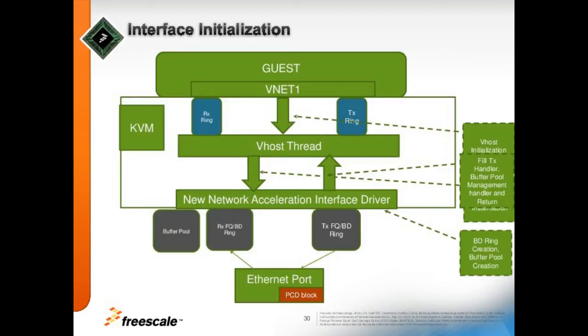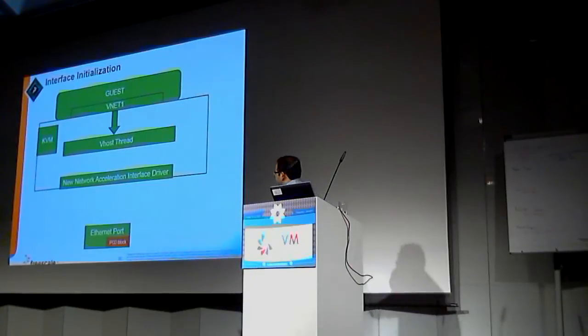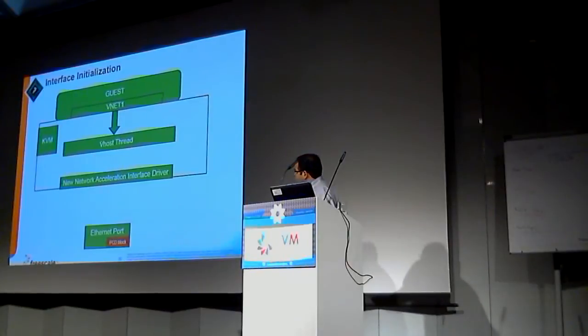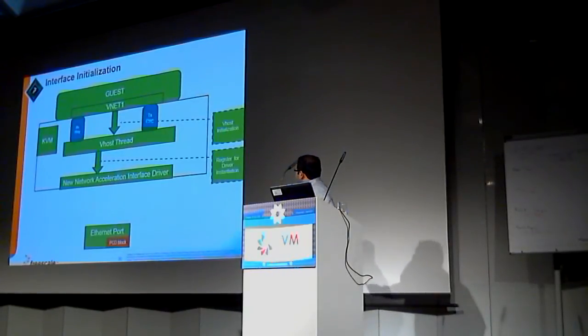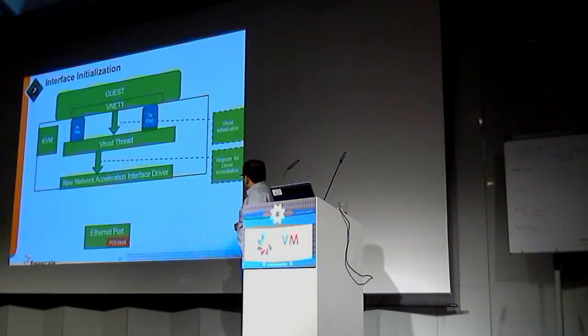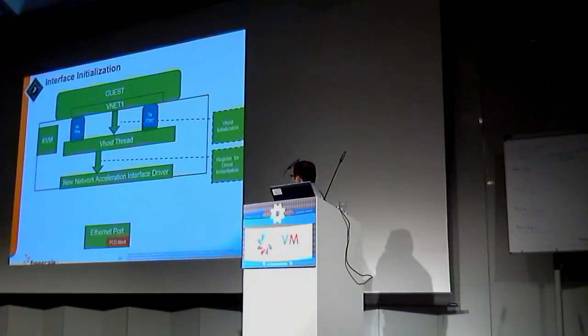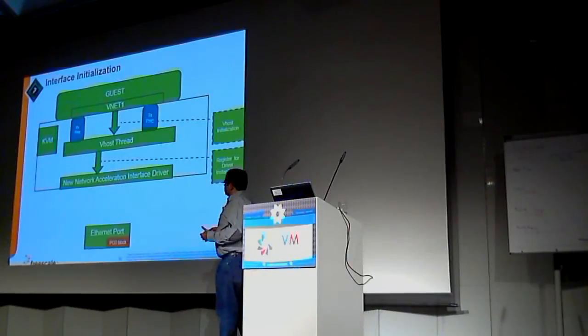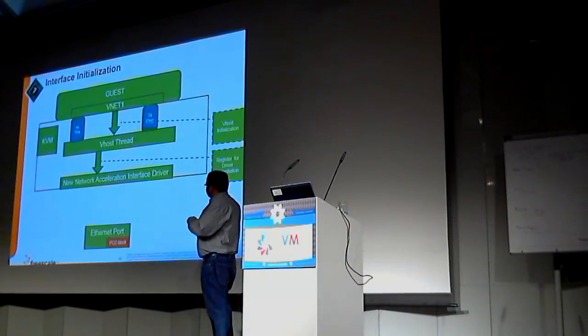Okay, so this is the new interface driver that we are talking about, and this is how the initialization would happen. Whenever the vhost initialization happens, it also registers with this network acceleration interface driver, right? It would register the Rx routine, and it would also register the congestion handler, which can be used by the network acceleration interface driver to inform Vhost-net, and correspondingly the guest, in case of buffer depletion.